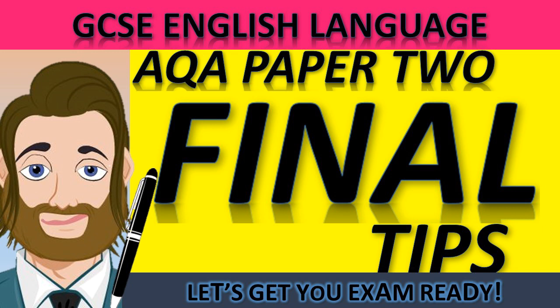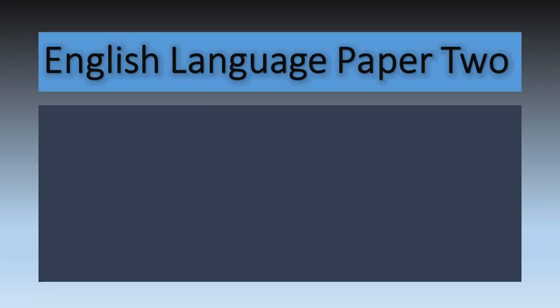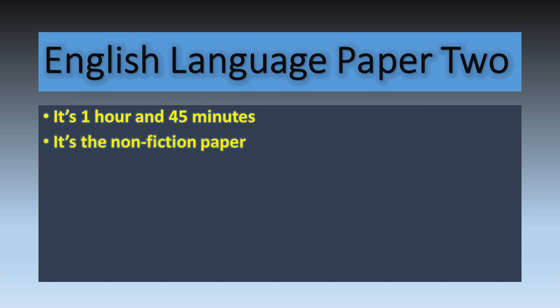Today we're thinking about GCSE English language, and I'm going to be providing you with final tips for AQA English language paper 2. Okay, so we'll start by thinking about the paper and the timing. It's 1 hour 45 minutes. You get an hour for the reading section and 45 minutes for the writing section. It's the non-fiction paper. For paper 2, you get 2 texts to read.